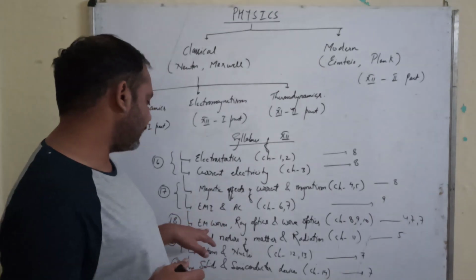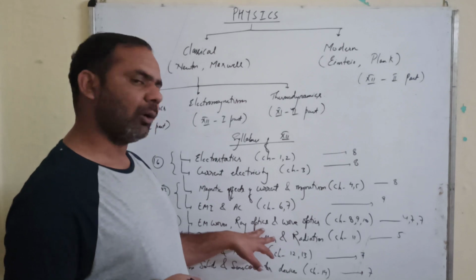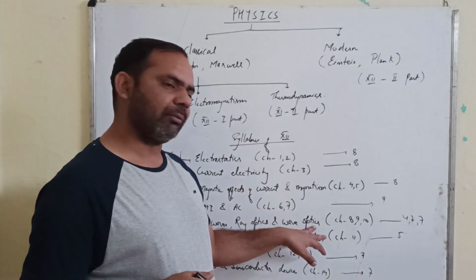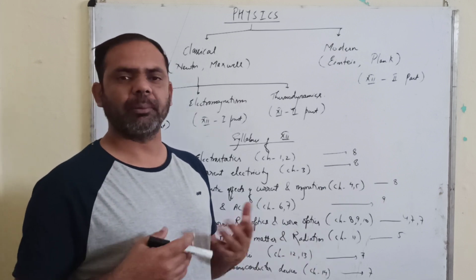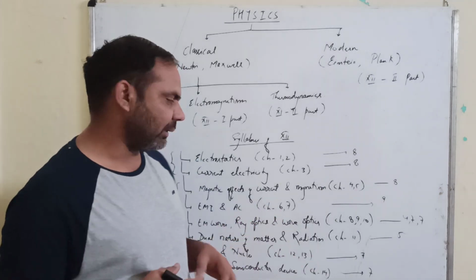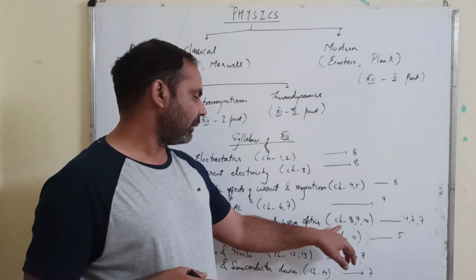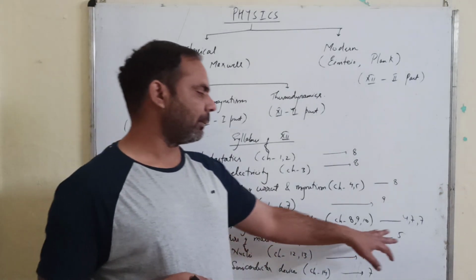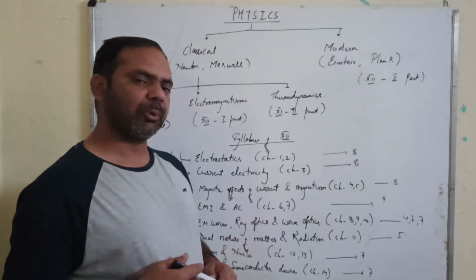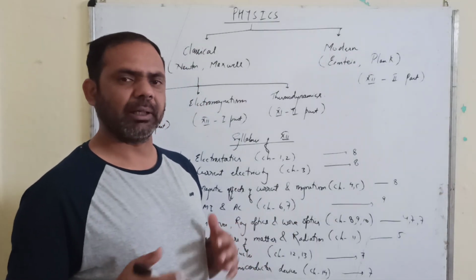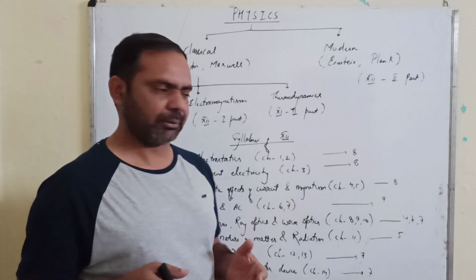Now after that we have the chapter on EM waves, chapter number 8, ray optics, chapter number 9, and wave optics, chapter number 10, in which we will discuss the waves, how they propagate, how they move, their properties, and other terms related to waves. Chapter 8, electromagnetic waves, will be approximately 4 marks. Ray optics and wave optics will each be approximately 7 marks. I am just telling you the approximate distribution of marks, and this is not hard and fast.